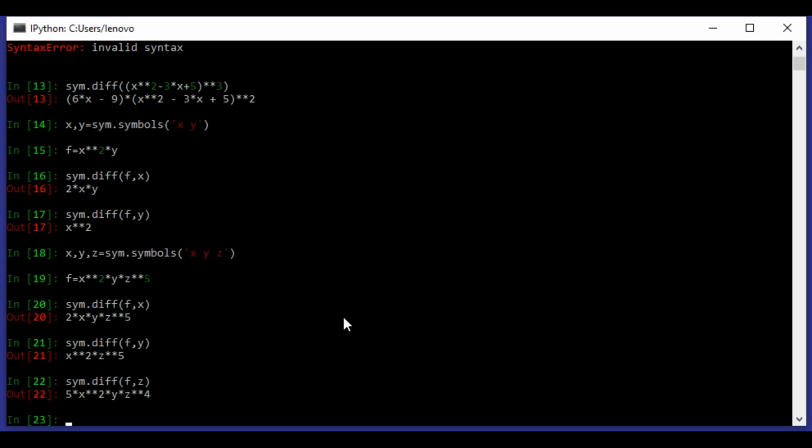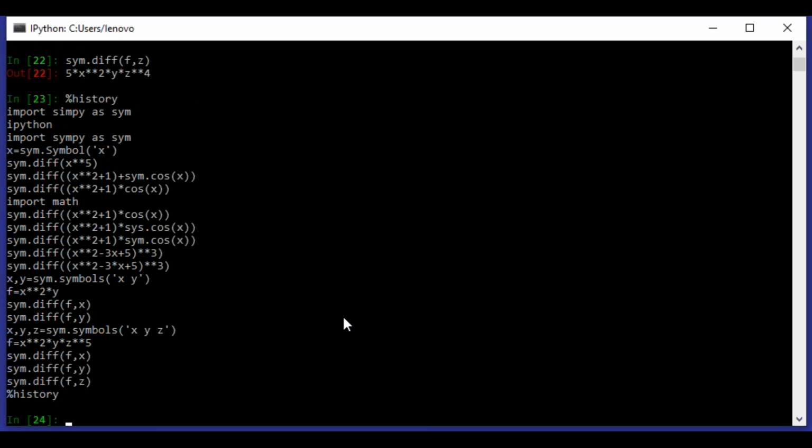We can see the history of what we have typed so far by simply typing percentage history, that is the percentage symbol and history. You can see these are the things I have typed now, after starting this particular session with this command prompt, all these lines of code. It is simply typing percentage history.